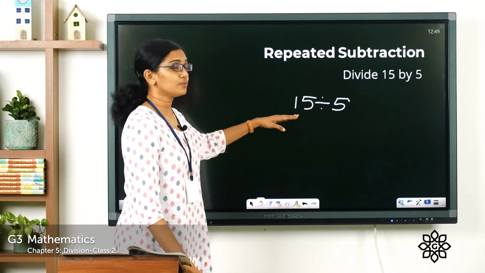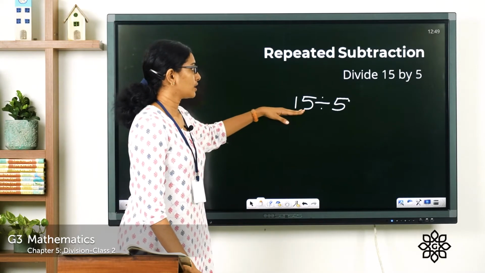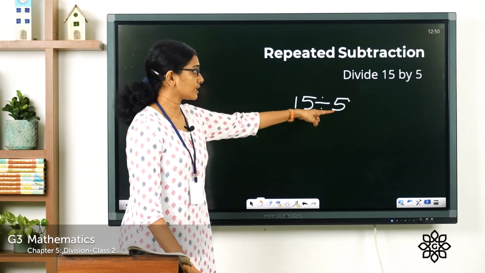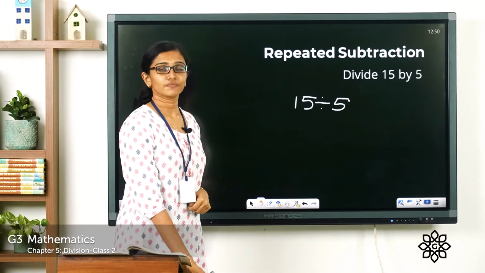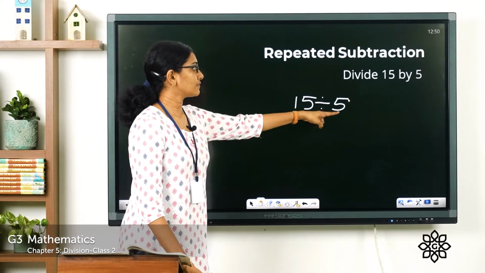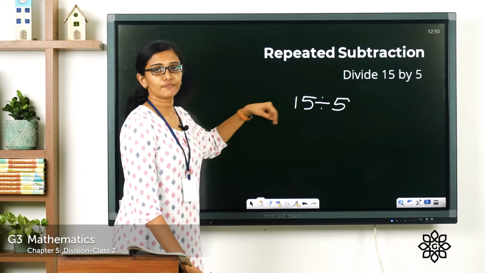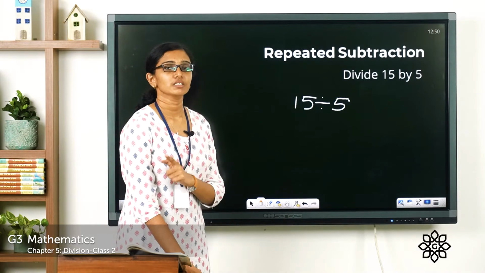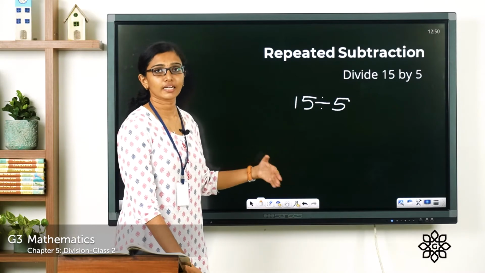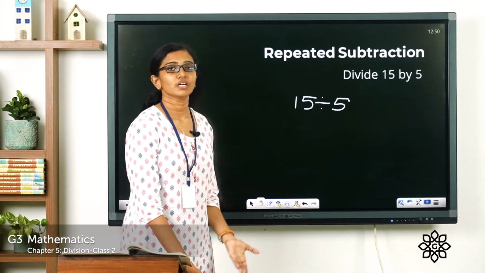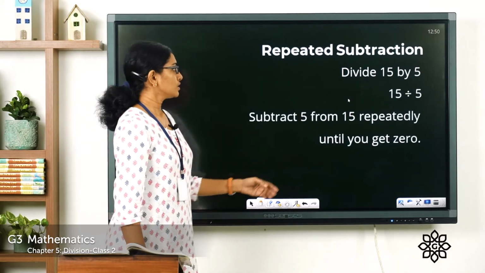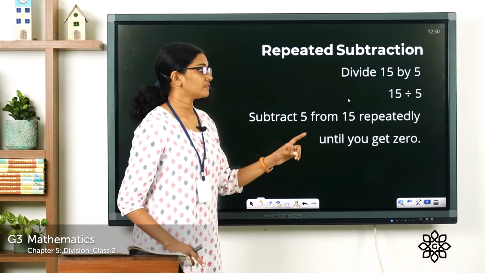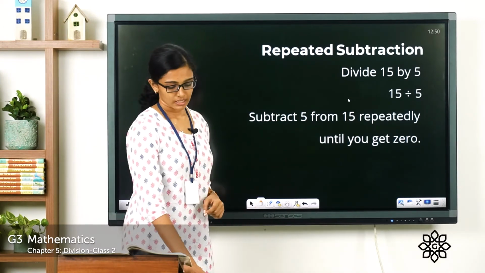We have to subtract this divisor from this dividend. Here the divisor is 5 and the dividend is 15. You have to subtract the divisor repeatedly from this dividend enough times to make the difference 0. You have to continue subtracting till the difference becomes 0. Let's see that. So subtract 5 from 15 repeatedly until you get 0.